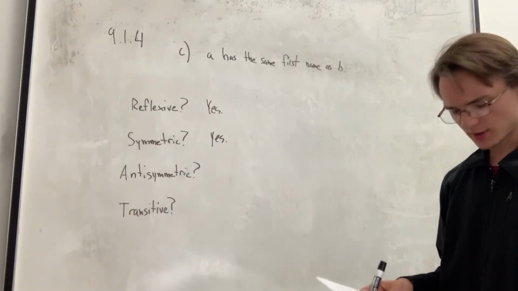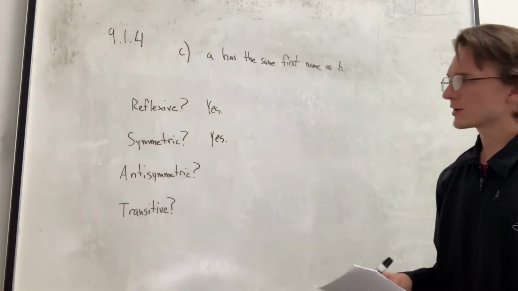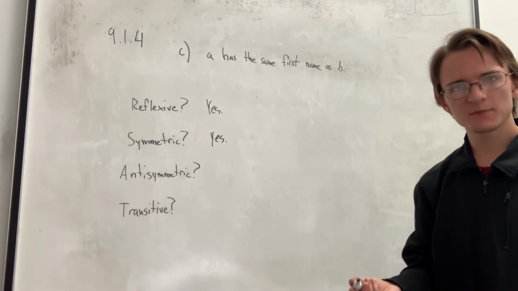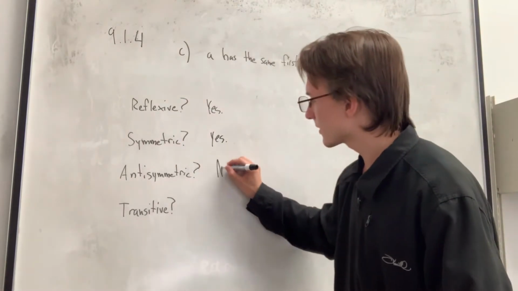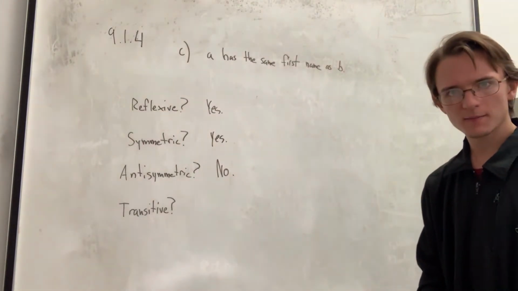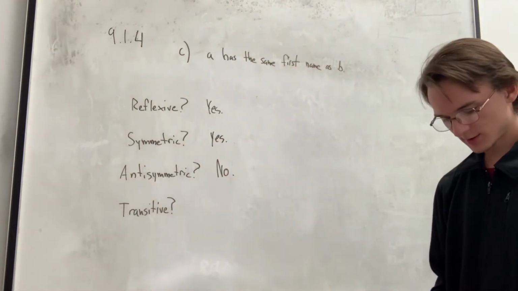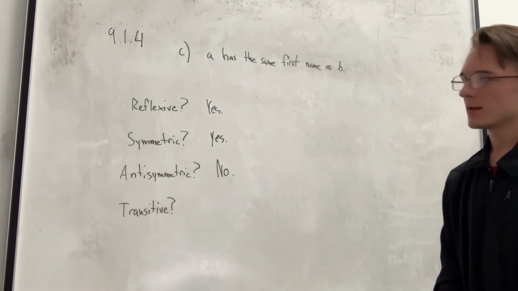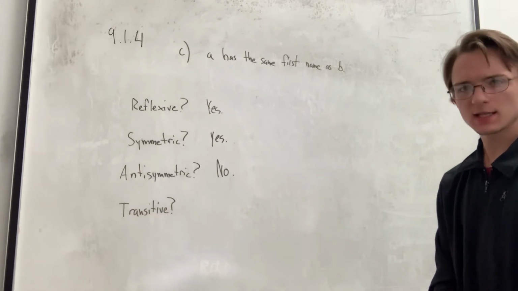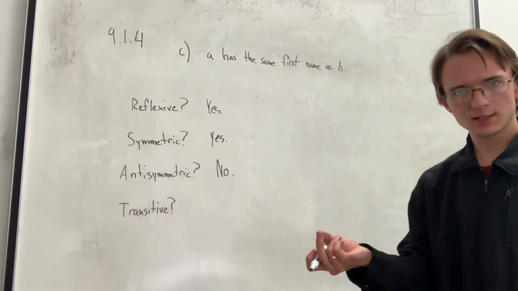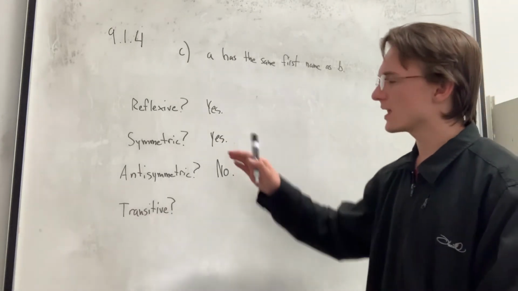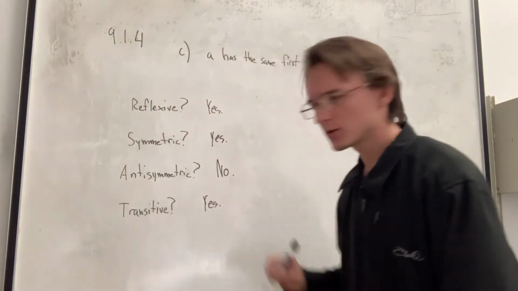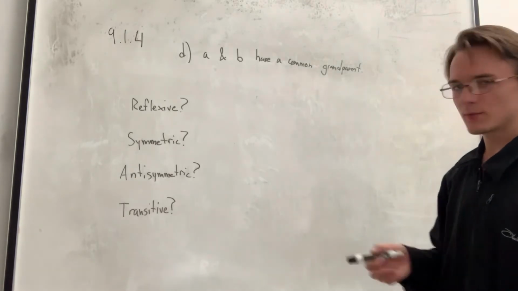Is it anti-symmetric? No, because we could have two different people who both have the same first name. So it's not anti-symmetric. Okay, is it transitive? If A has the same first name as B, and B has the same first name as C, then do A and C have the same first name? And yes, A, B, and C can all have the same first name. So it is transitive.